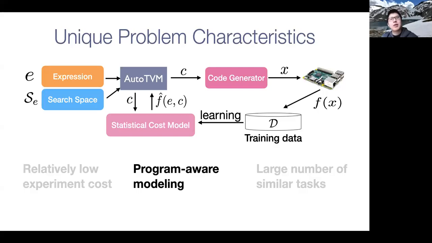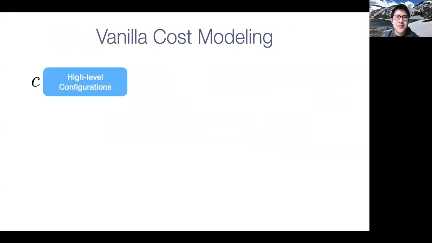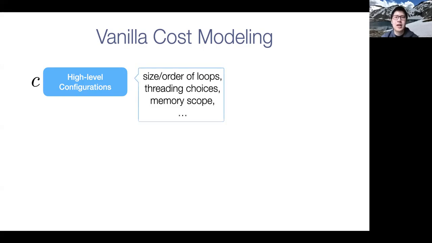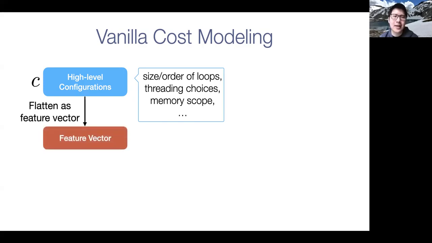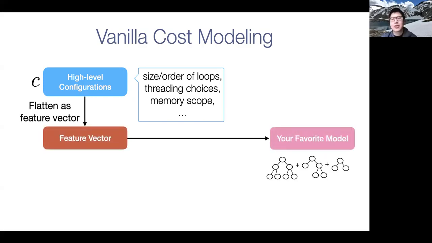I've already talked about the implications of the low experiment cost. Let's start to talk about how we can build more program-aware modeling for this particular problem. As a vanilla approach, what we can do is directly take those high-level configurations. Some of them correspond to the order of loops, threading choices, and memory scoping choices. Directly flatten them as a feature vector and send them into your favorite cost model. In many cases, that can be a neural network, or in my case, gradient tree boosting models.